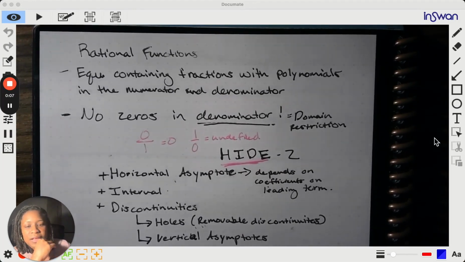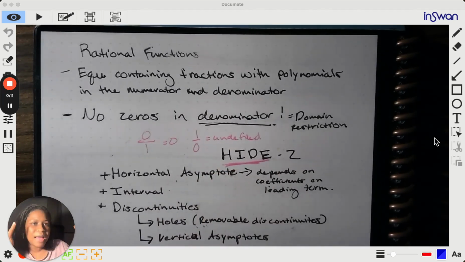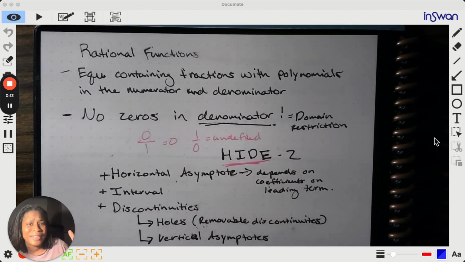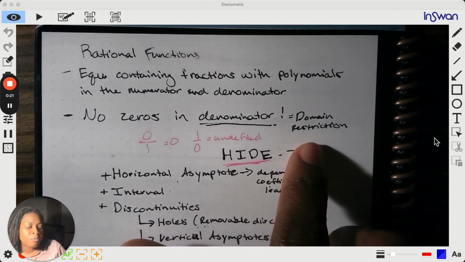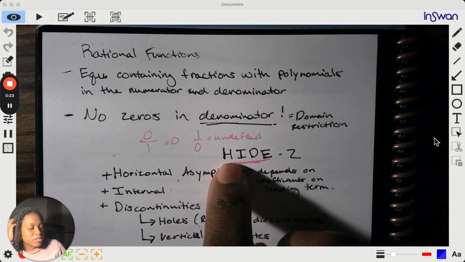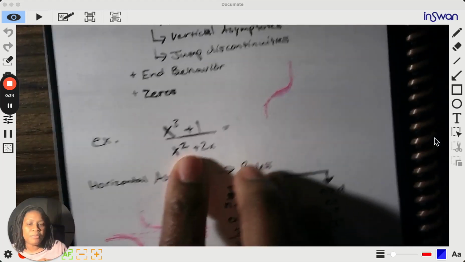So we've done our little acronym, HIDZ. That was my little thing, or mnemonic device. You can create your own. Just do you. What can you remember to help you remember the different things we solve for when we're looking at a rational function? So H stands for horizontal asymptote, and we found that it doesn't exist. We had an oblique asymptote instead for our given example right here.